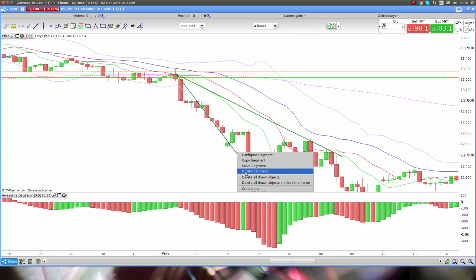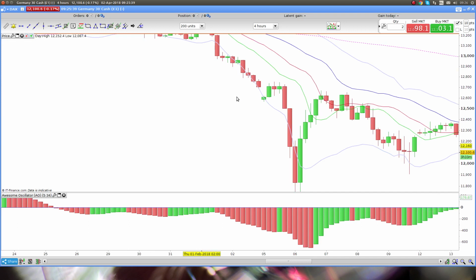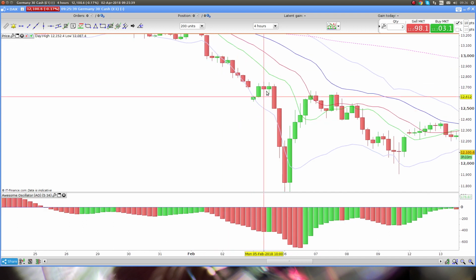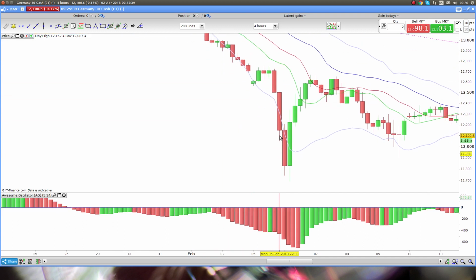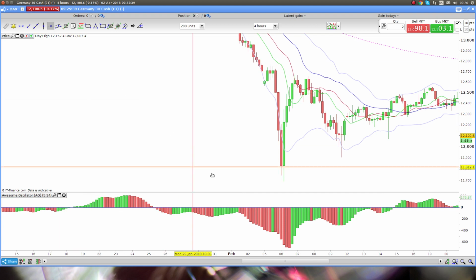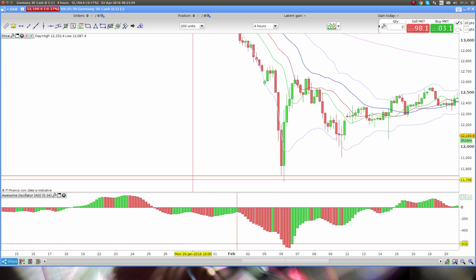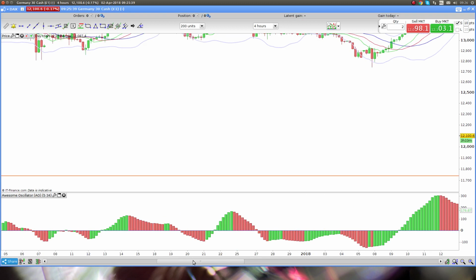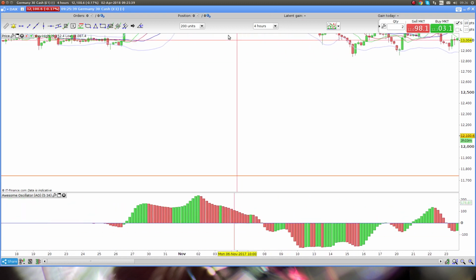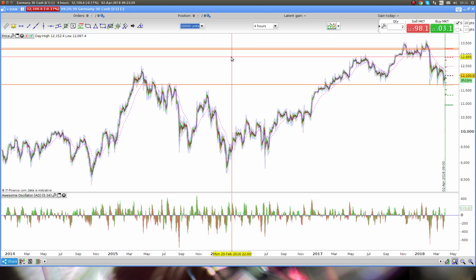So where that's helpful is when you have a big move down like this, you've got big candles like this. And obviously, you would have a level in. You have to go quite far back for this one.